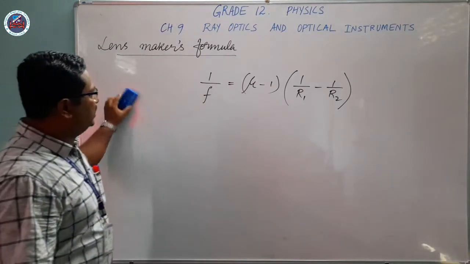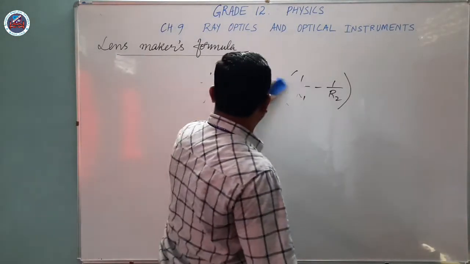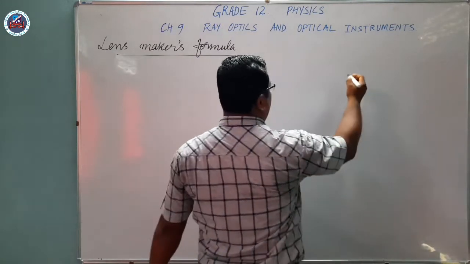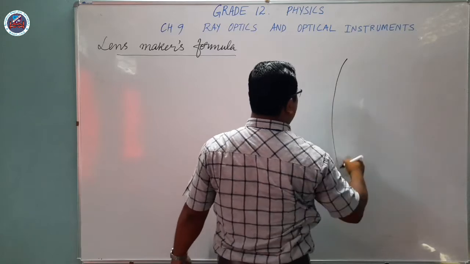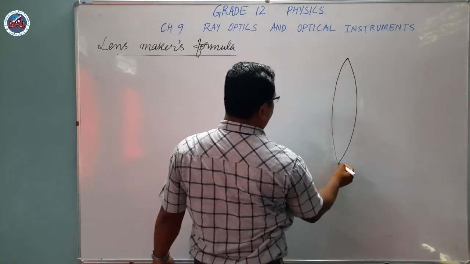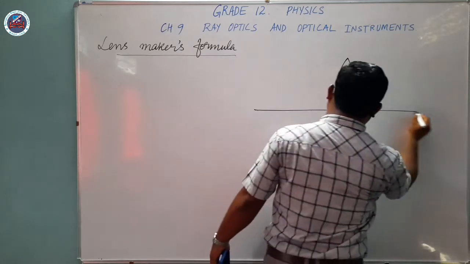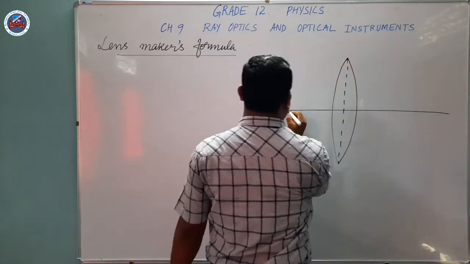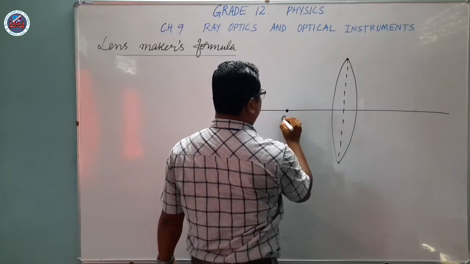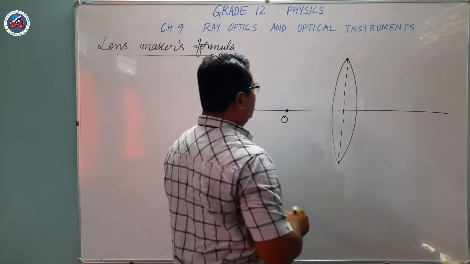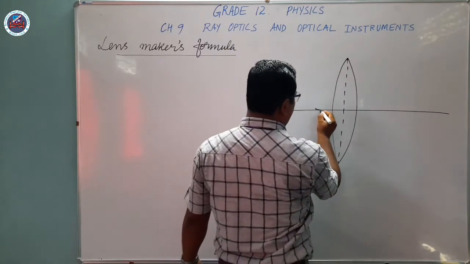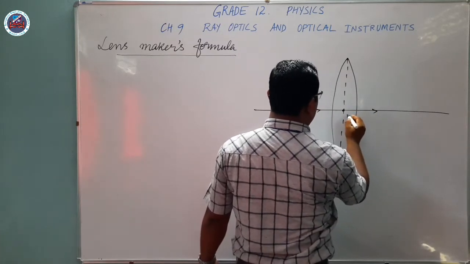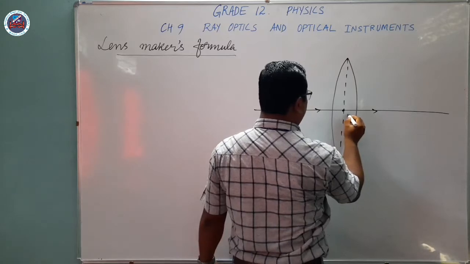Now to derive this relation, the Lensmaker's formula, we take a convex lens this way, then we will draw the principal axis. We will take one point object towards our left hand side, let it be O. The first ray that will go straight, passing through the optical center, will go undeviated. Let me mark it as X.